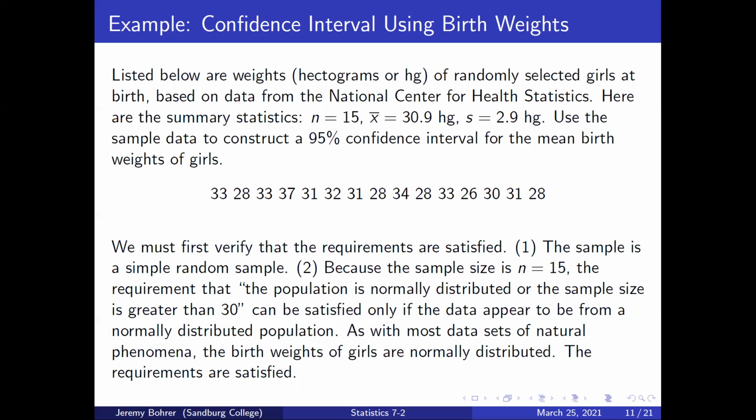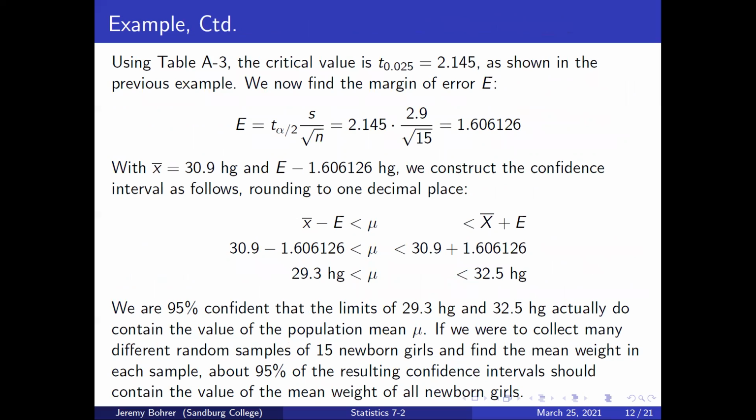We must first verify that the requirements are satisfied. 1, the sample is a simple random sample. And 2, because the sample size is n equals 15, the requirement that the population is normally distributed or the sample size is greater than 30 can be satisfied only if the data appear to be from a normally distributed population. As with most data sets of natural phenomena, the birth weights of girls are normally distributed. The requirements are satisfied.